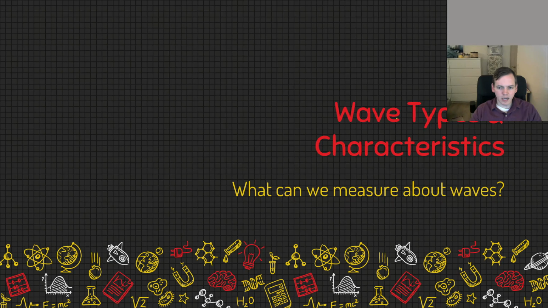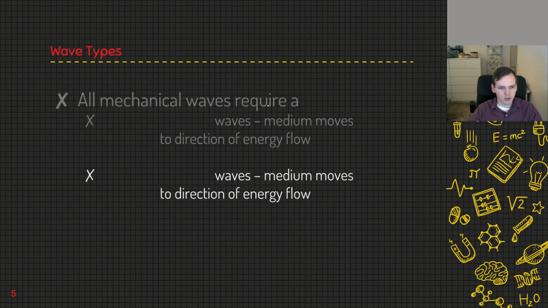In this video, we're going to look at different types of waves and the characteristics of waves. So we're basically figuring out how do we describe aspects of a wave and what can we measure about them. So there's two things to look at here.